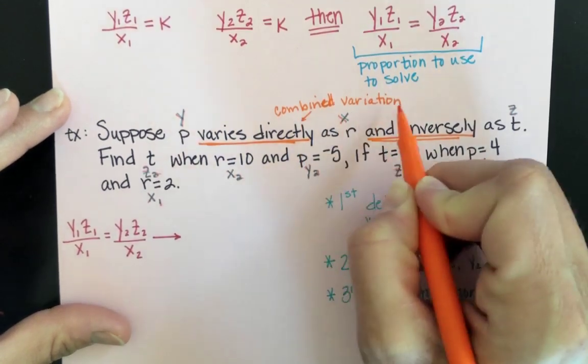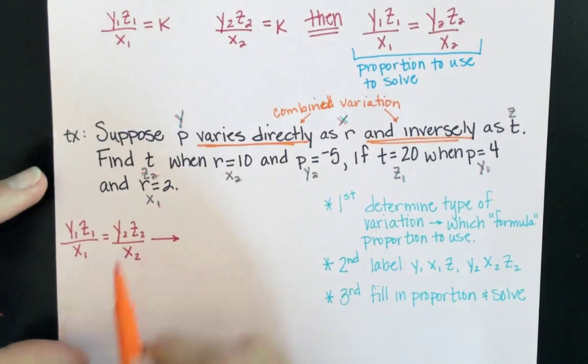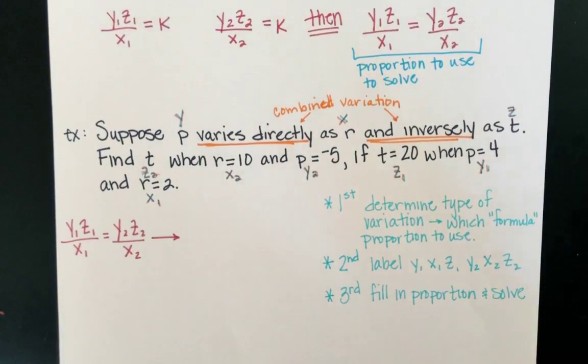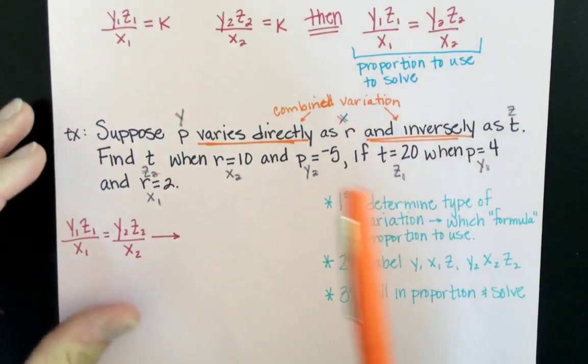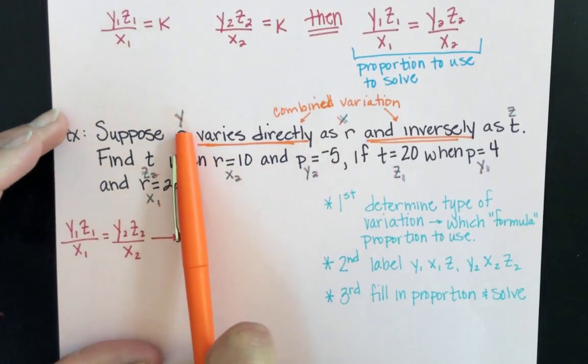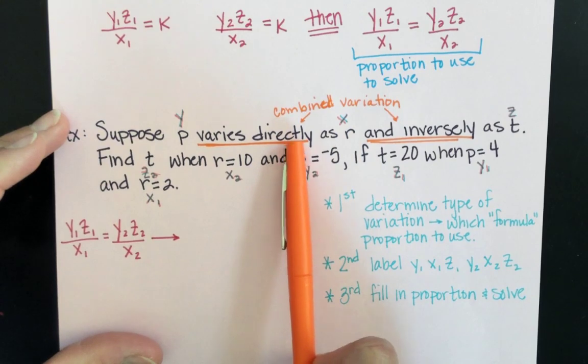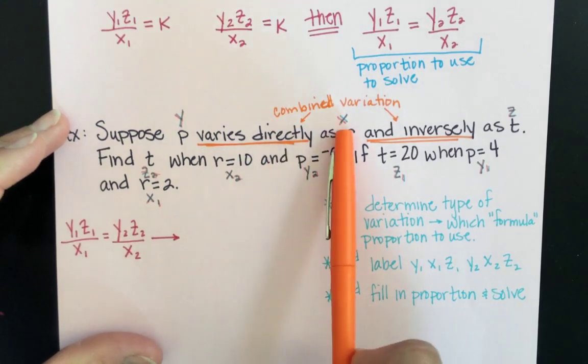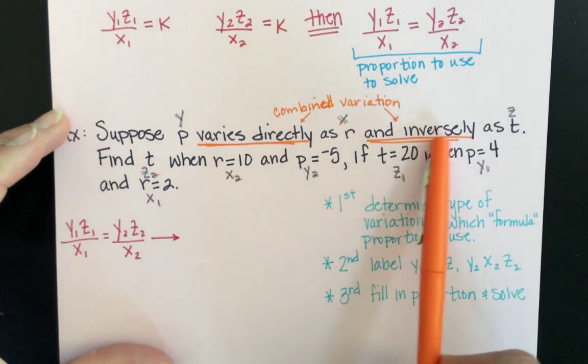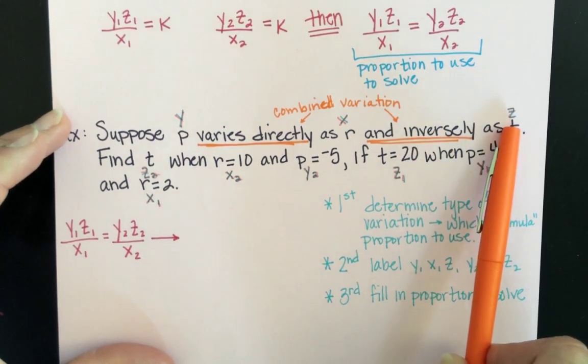So combined variation, that at least tells me what formula we're going to set up. And just like before, whatever happens at the very beginning is y. Whatever is directly after the first variation, so directly, is always x. After inversely is always z.